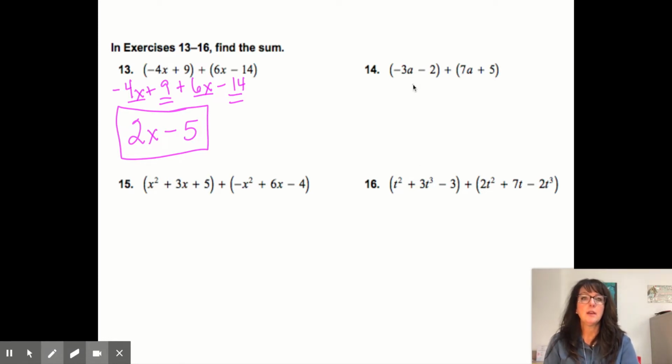Moving right along. Why don't you try number 14? What is the simplified form for number 14?